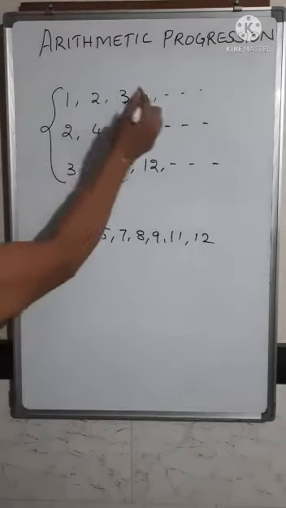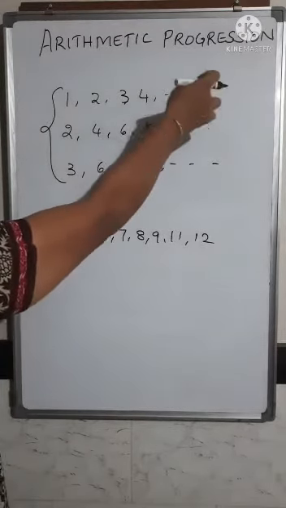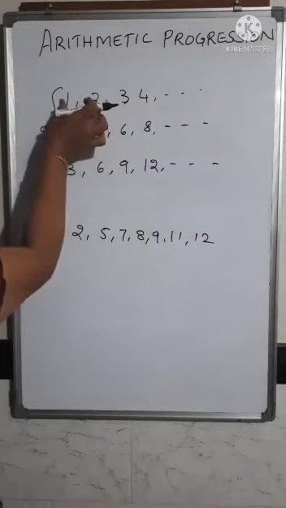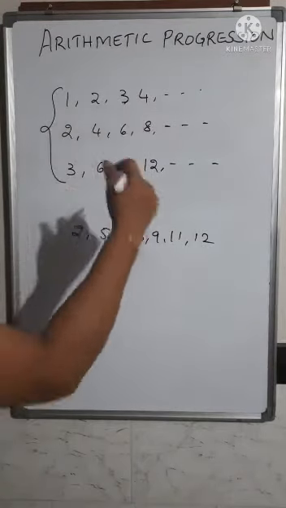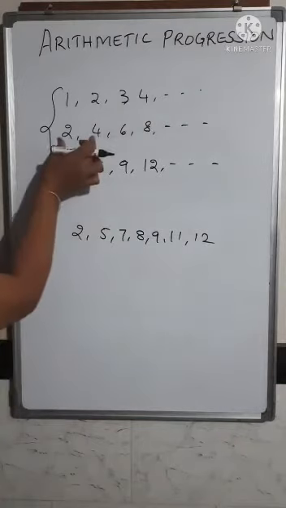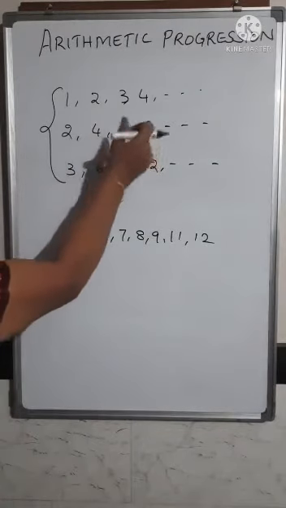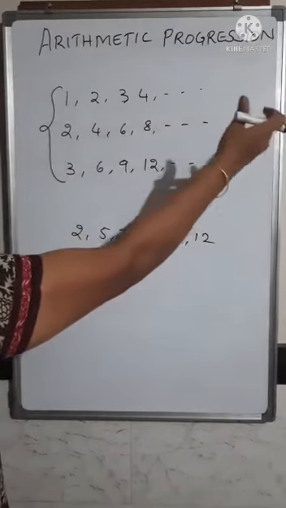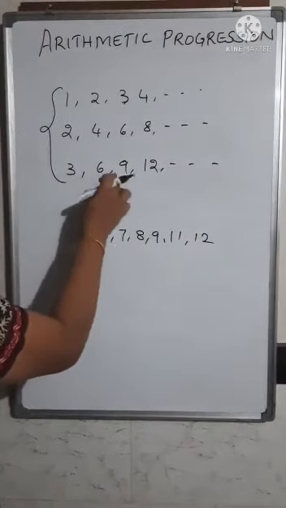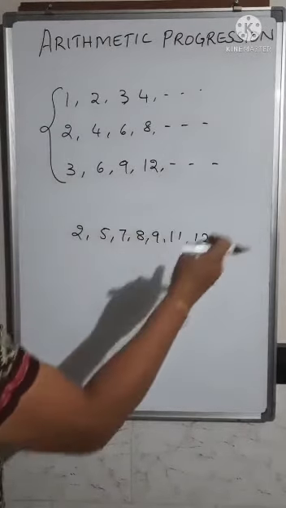Now here when you see, you can tell the next numbers as 5, 6, 7. So here the rule is the difference between the numbers is 1, so you are able to write the next number. Here the difference between the two numbers is 2, so you are able to write the next number. Here these are the multiples of 3, so you are able to write the next numbers.